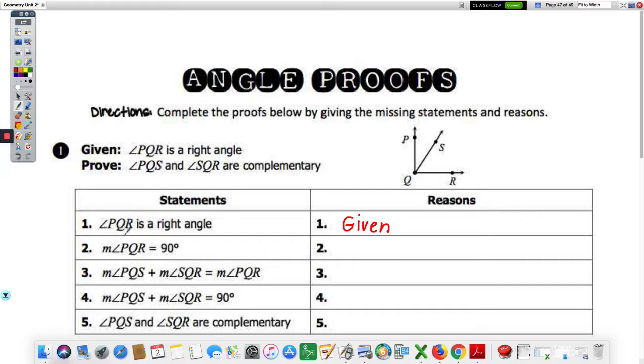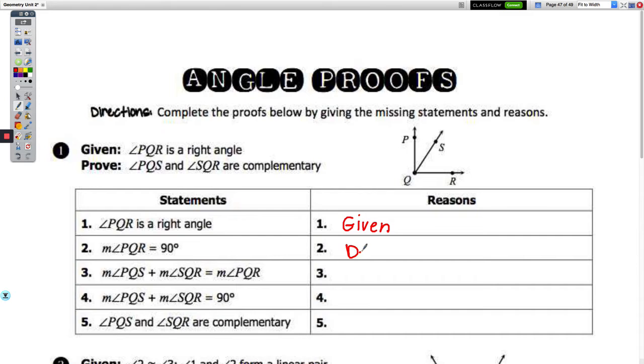If angle PQR is a right angle, what tells us that the measure of angle PQR equals 90 degrees? The definition of a right angle.